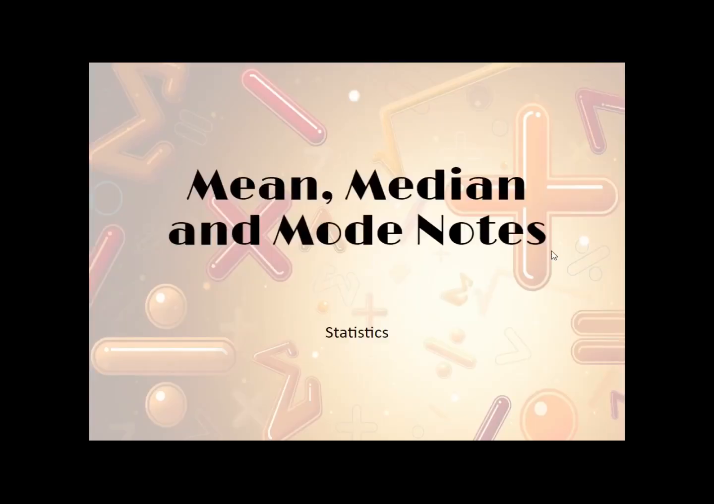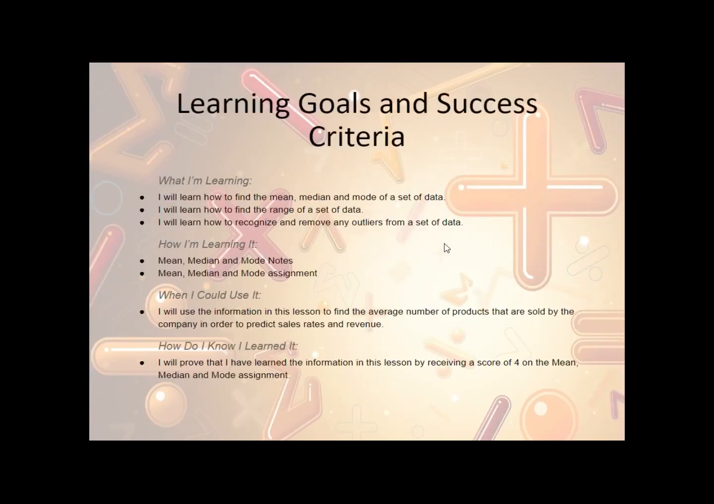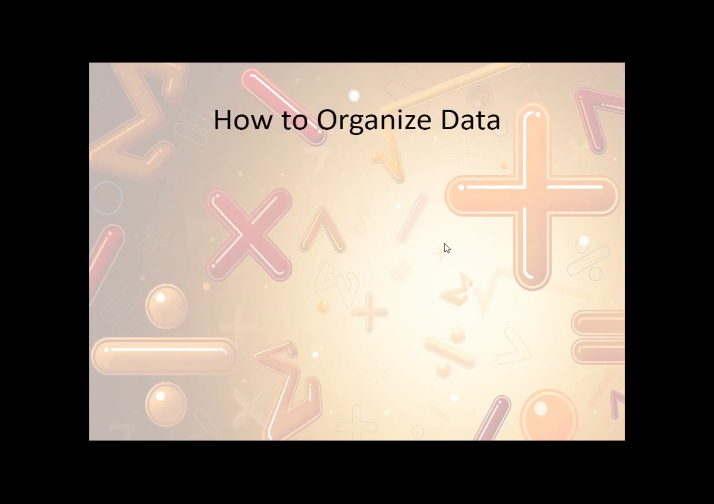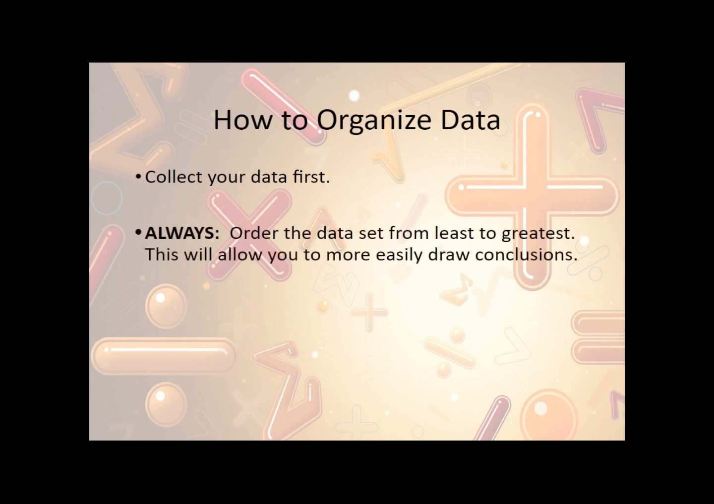Let's take a look now at the mean, median, and mode notes. The notes begin with the learning goals and success criteria. How do we organize data? Well, first thing you need to do is collect your data. So get the data in. So always when you collect your data, arrange it from least to greatest. So whatever values you get, make sure that you put them in order from least to greatest. This will allow you to draw conclusions more easily.